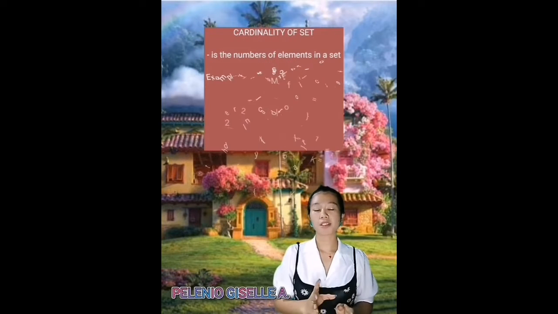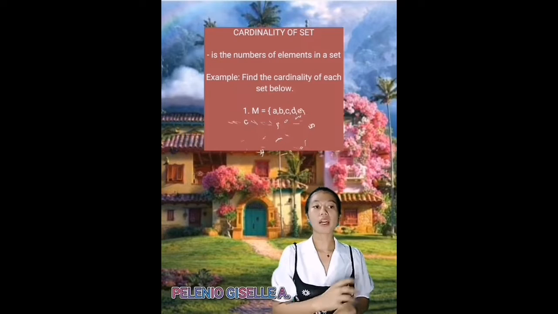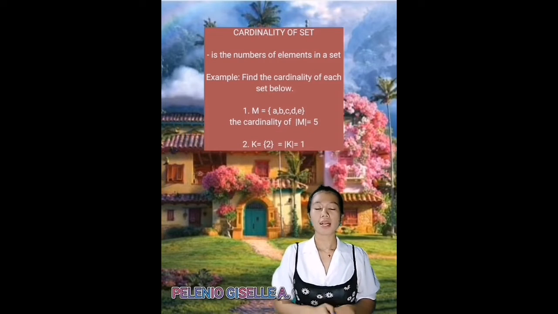Cardinality of a set is the number of elements in a set. For example, find the cardinality of each set below. Number 1, set M.